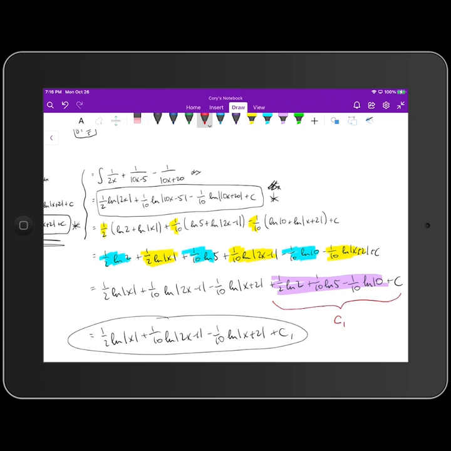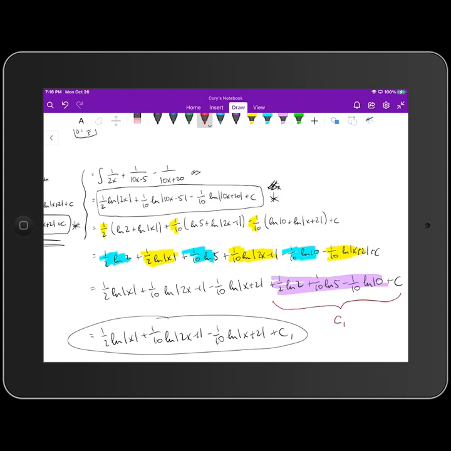So I pull 1/10 out front, and I can separate that middle log into the natural log of the absolute value of 5. Because 5 is positive, the natural log of the absolute value of 5 is the same thing as the natural log of 5, plus the natural log of the absolute value of 2x minus 1. Then I'm going to do the same thing to separate that third log into two log expressions. So I pull negative 1/10 out front, and I can separate that into the natural log of 10 plus the natural log of the absolute value of x plus 2, plus c.